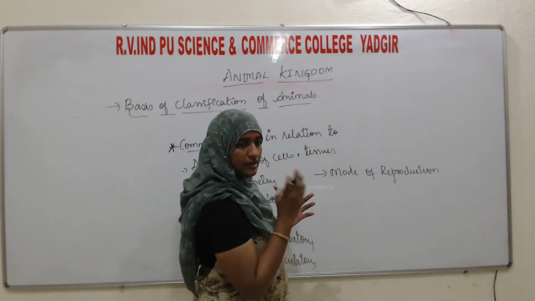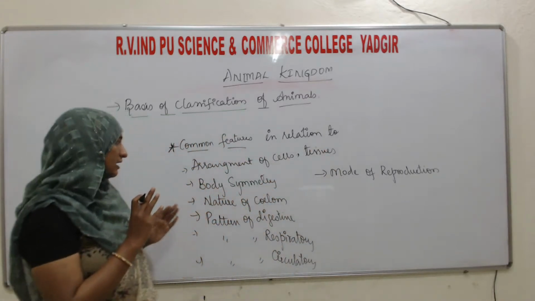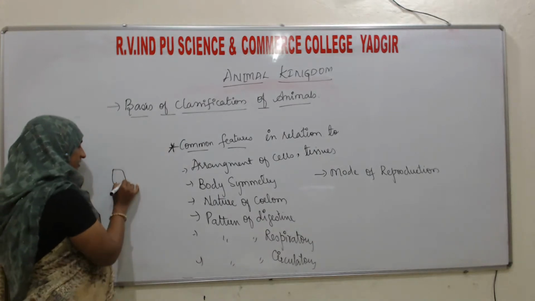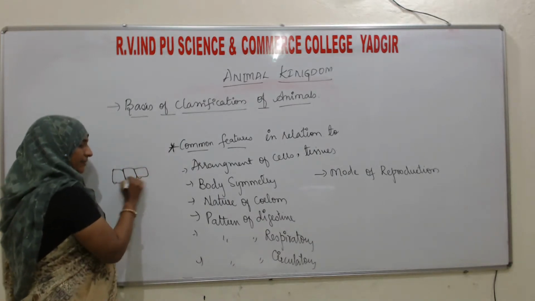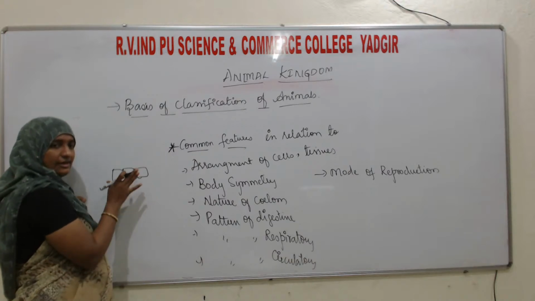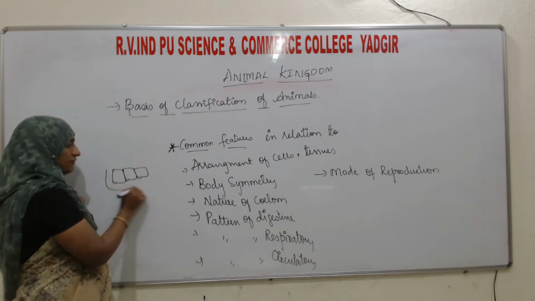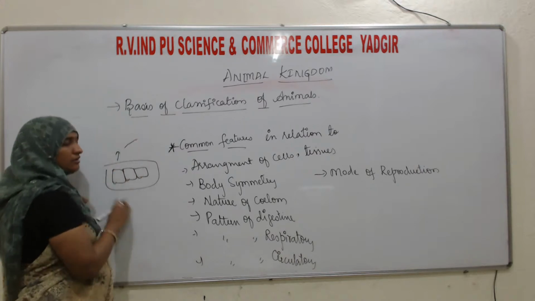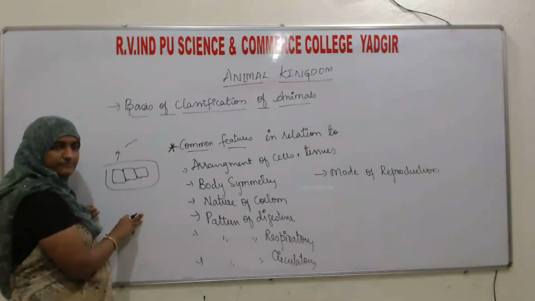On what basis? See, cells are present in some of the animals. The cells are compactly packed. Okay, so whichever animals have compactly packed cells will be grouped into a particular classification.